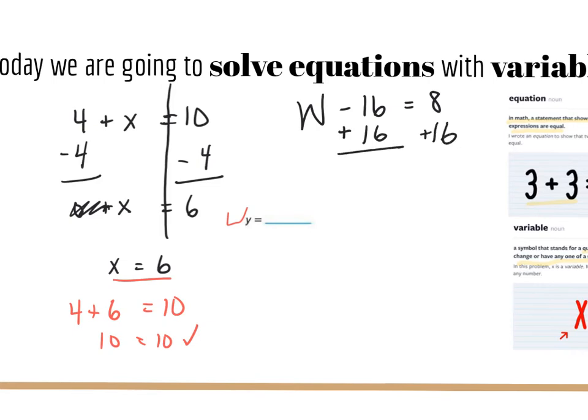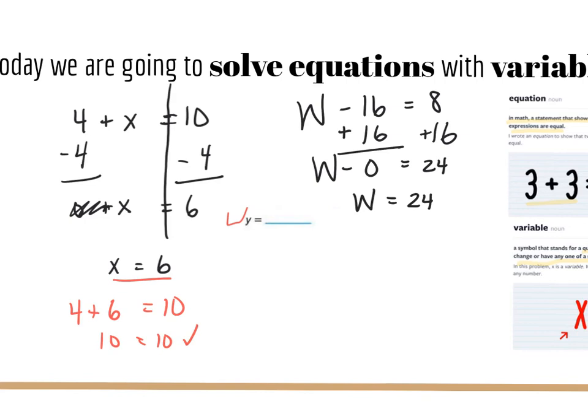Plus 16. If you had negative $16 in your bank account and I gave you $16, how much money would you have in your bank account? $0. So 0 is the answer. 8 plus 16 is 24. I'm going to copy down the rest. W minus 0. So the number take away 0 is the same thing as W by itself. So W is equal to 24.